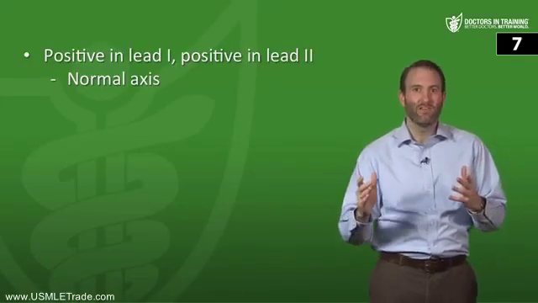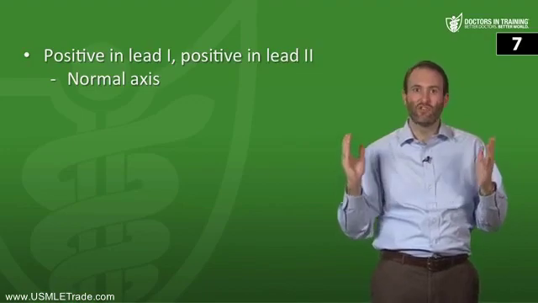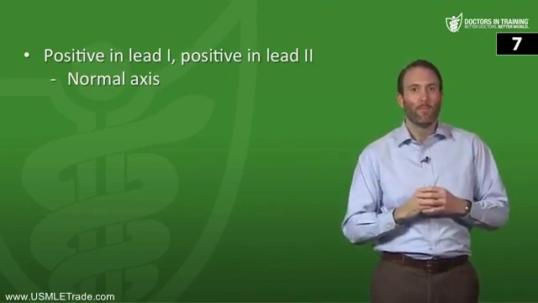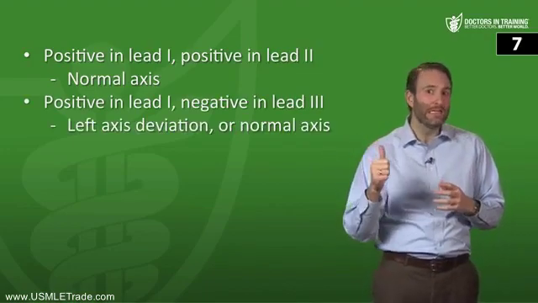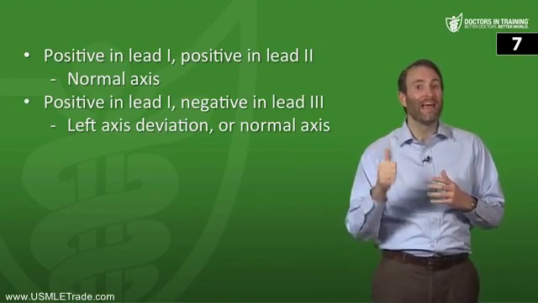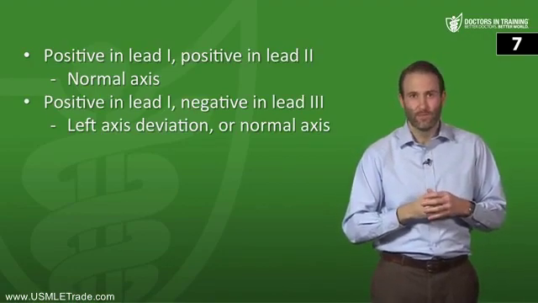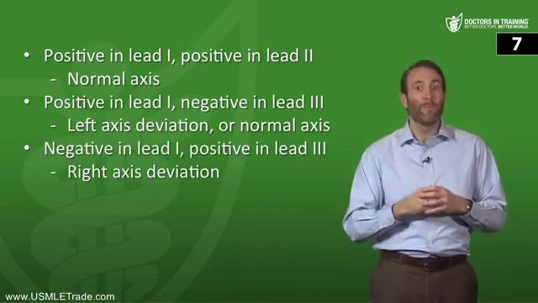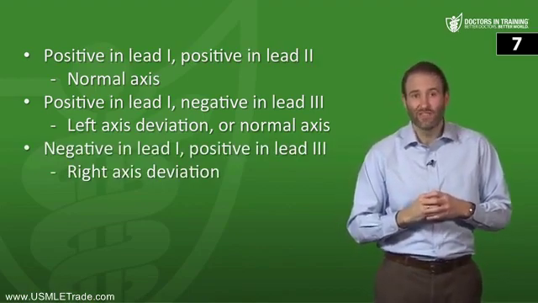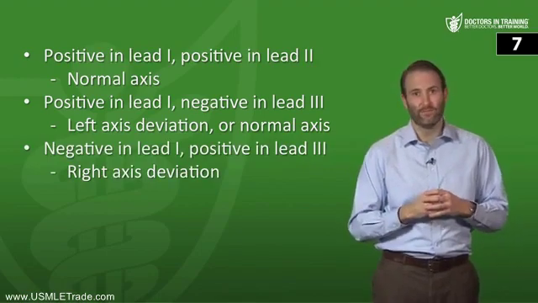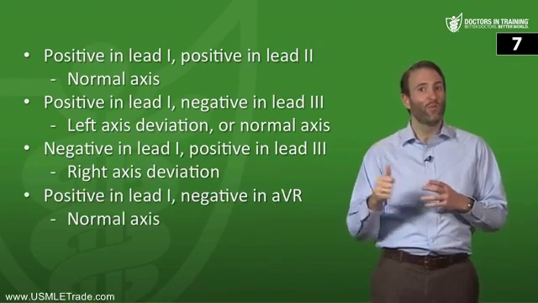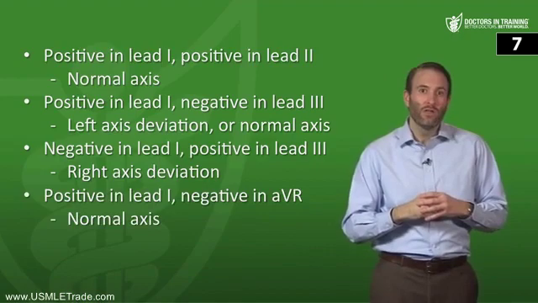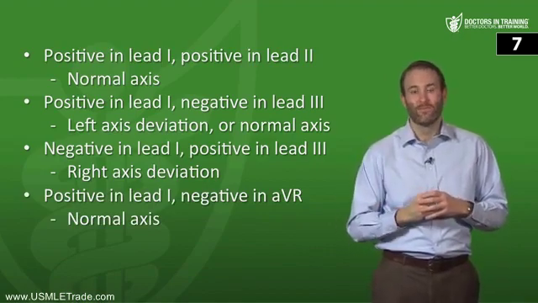What is the ECG axis given the QRS deflections in the following scenarios? So let's put on our thinking caps here. Positive in lead 1, positive in lead 2. That's easy. Remember, that was the trick. If those two are normal, normal axis. Positive in lead 1, negative in lead 3. That's probably going to be left axis deviation. Next, we have negative in lead 1, positive in lead 3. That's probably going to mean right axis deviation. And then we have positive in lead 1, negative in aVR. That's still going to be another normal axis.